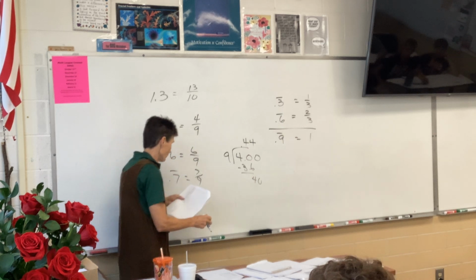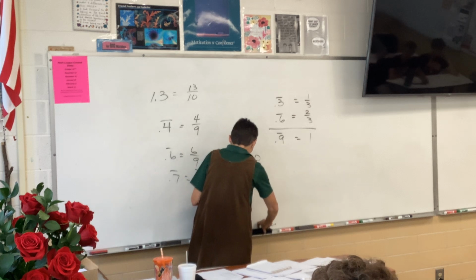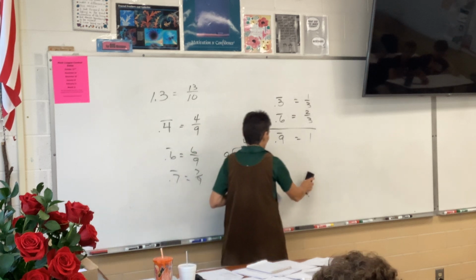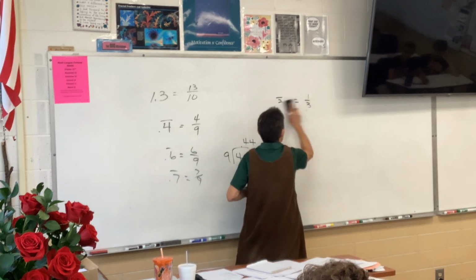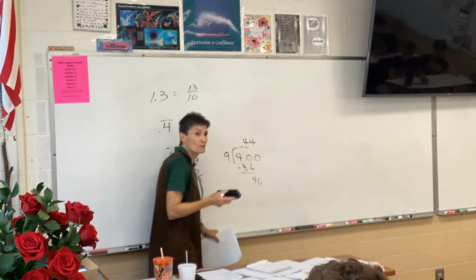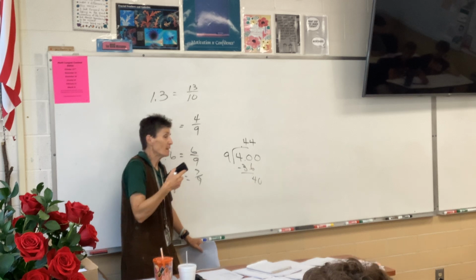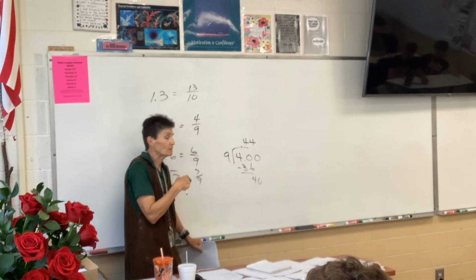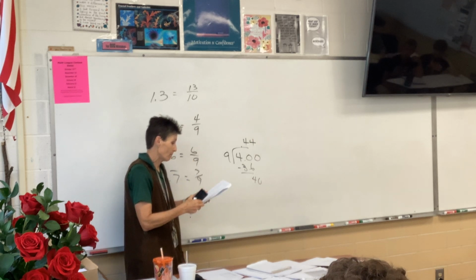Root 3 over 2, can you write that as a decimal? Well, yeah, you can if you type it in on your calculator, but it will not be repeating and it will not be terminating. It's going to go on because root 3 is an irrational number.